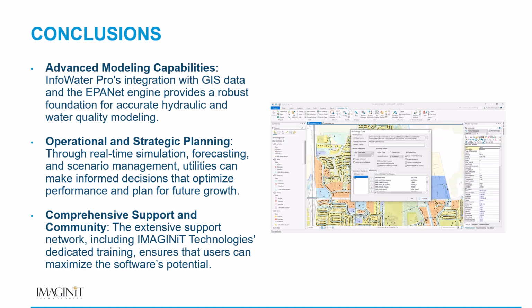As we conclude our exploration through the capabilities and applications of InfoWater Pro, it's clear that this software represents a significant advancement in the field of water management. InfoWater Pro empowers utilities with the tools needed to tackle today's challenges and prepare for tomorrow's demands, from optimizing operational efficiency and ensuring water quality to enhancing system resilience and engaging communities. Leveraging GIS data, InfoWater Pro offers precise hydraulic and water quality modeling, ensuring accurate system analysis and optimization.